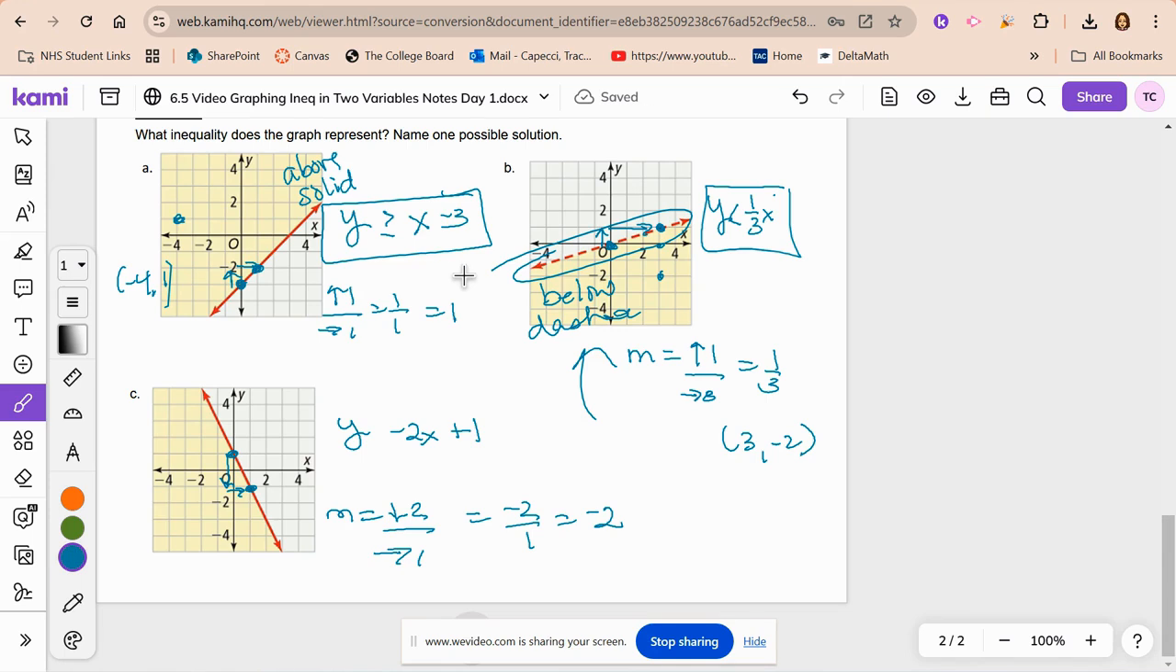Now, again, it's shaded below, and I have a solid line. So that gives me less than or equal to. So y is less than or equal to -2x plus 1.